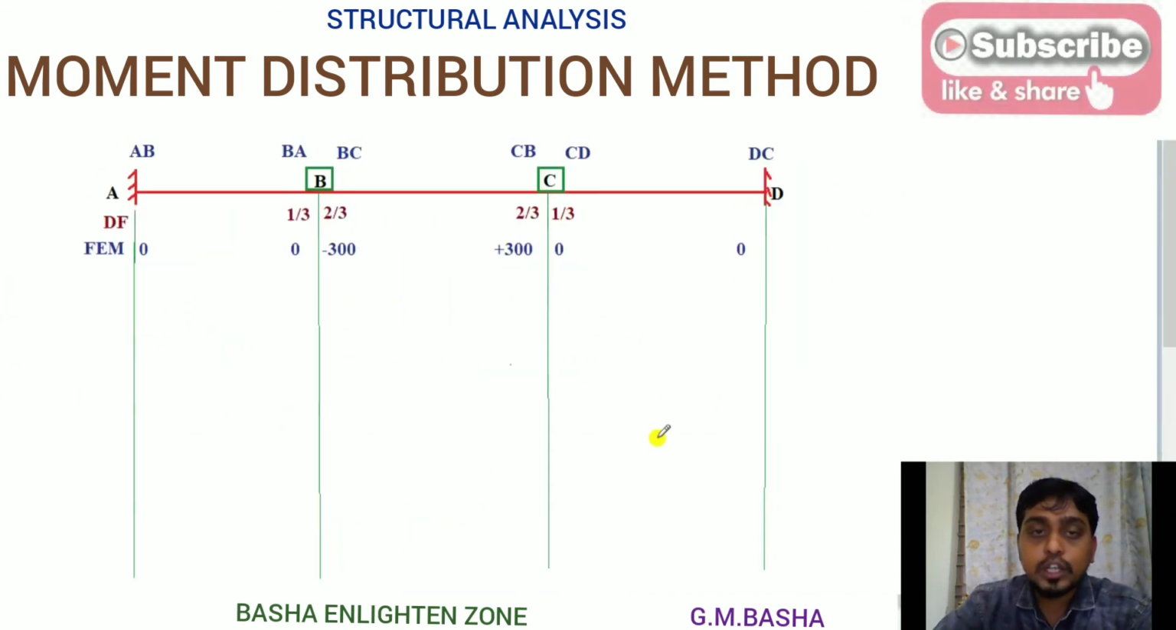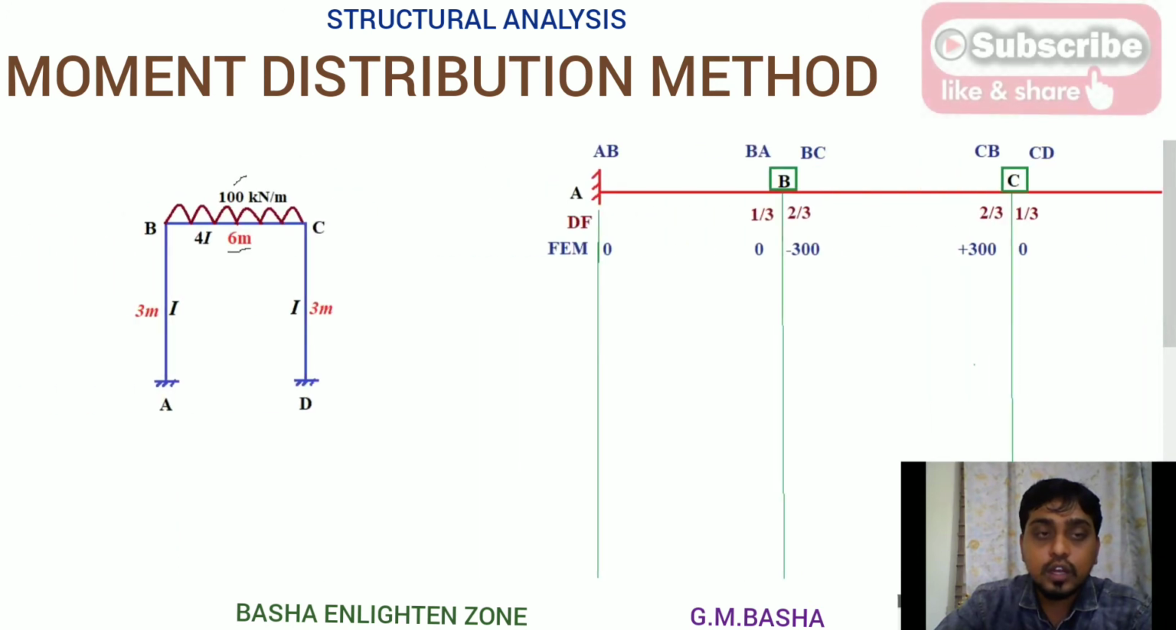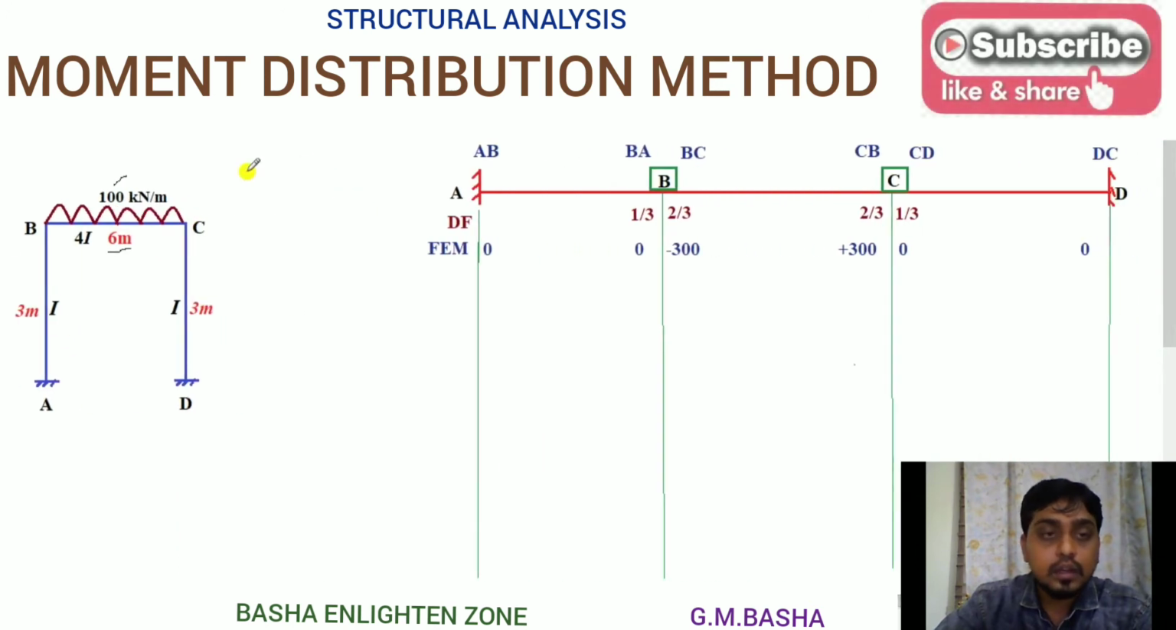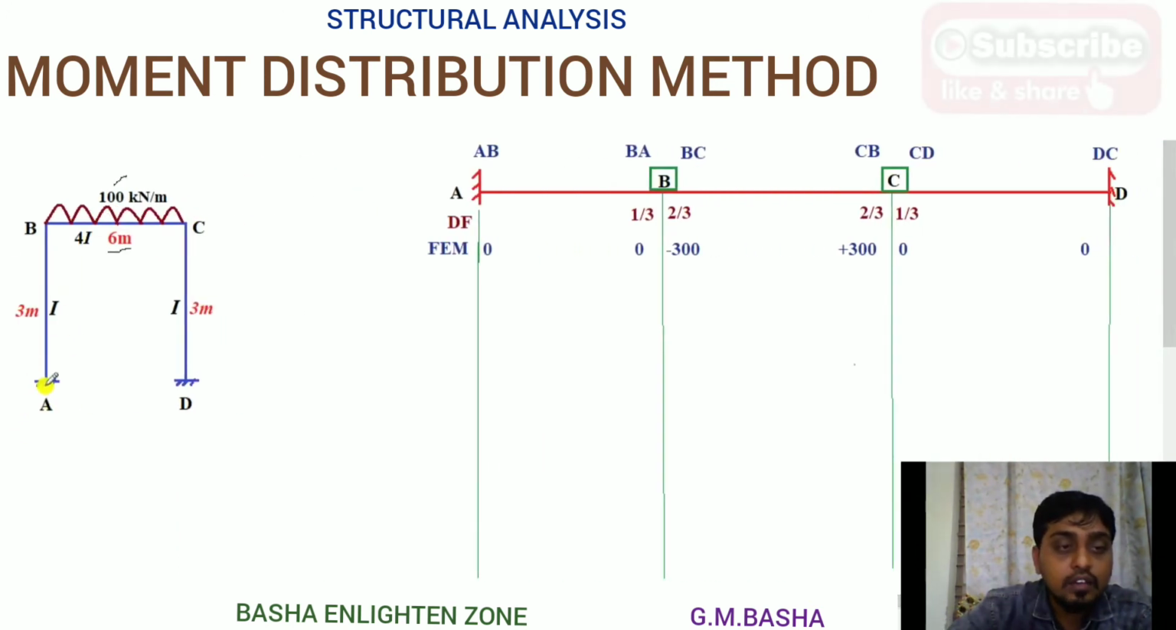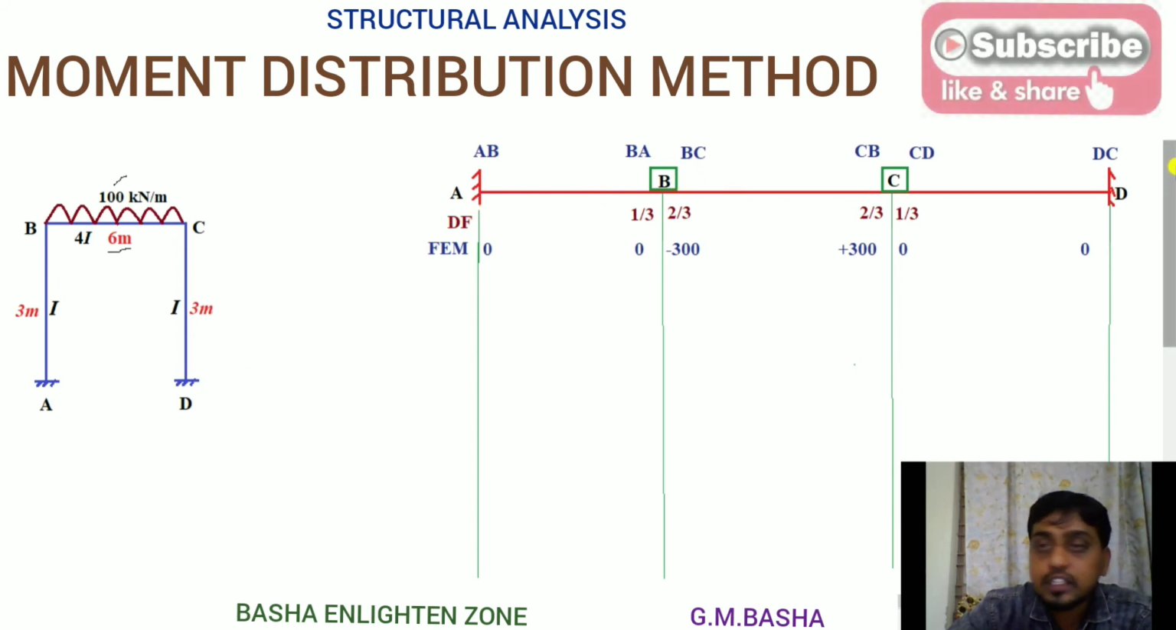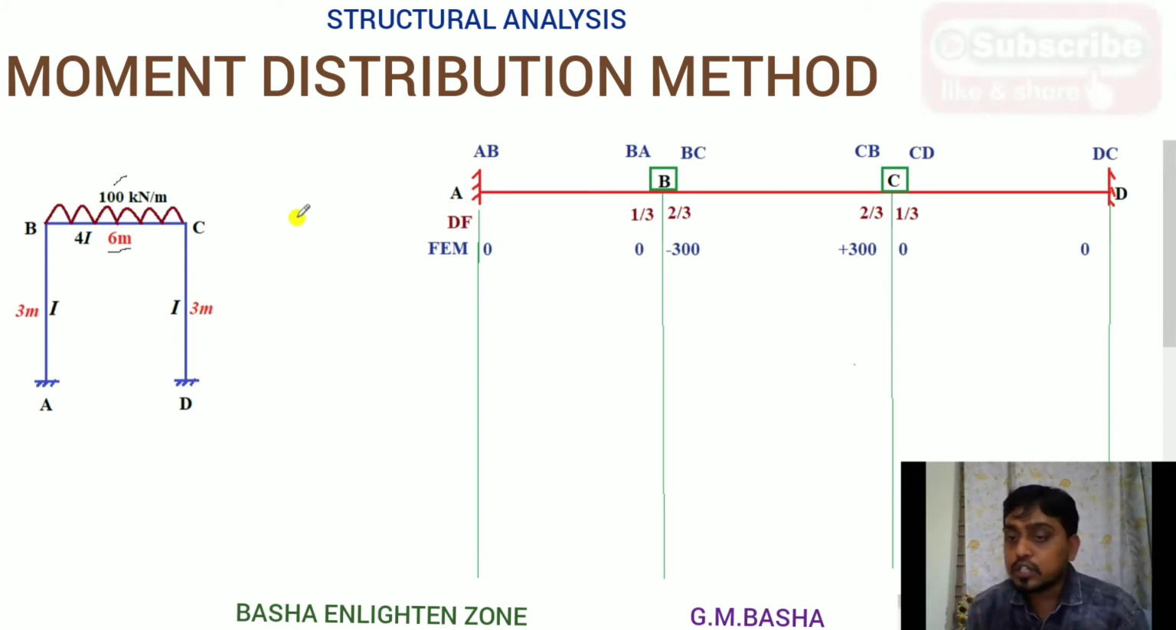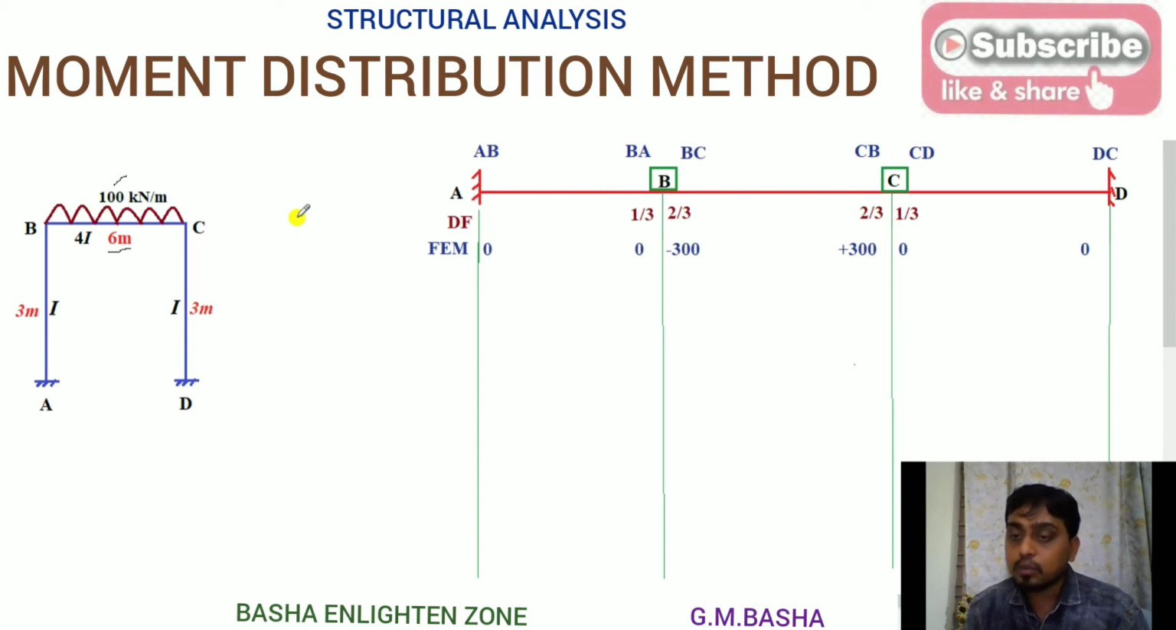So this is the moment distribution table. See here A, B, C, D. If you observe this diagram clearly, A and D are fixed here. Similarly, B and C. So even though it is a frame, we are drawing it like a continuous beam. That is the procedure we have to remember in this moment distribution method.